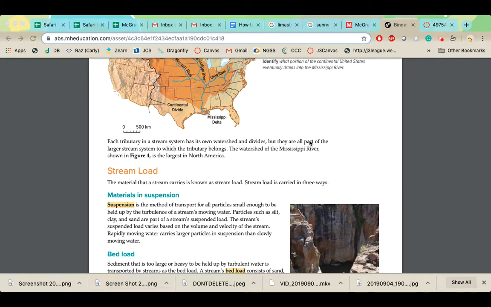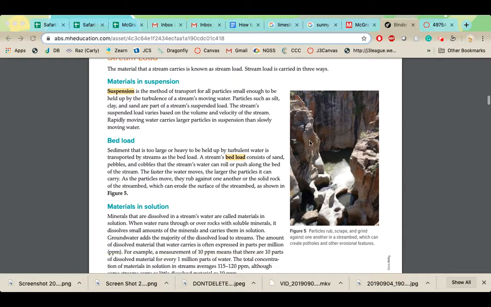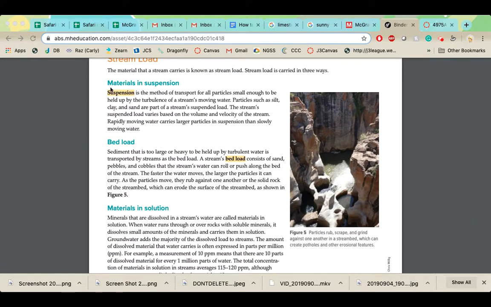So streams carry materials three different ways, and their names are all right here. I want you to look at those. The first one is as a suspension.